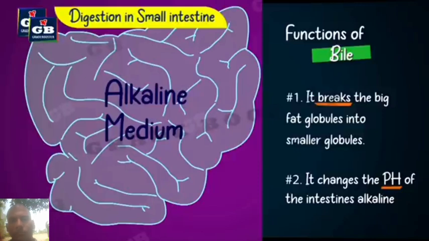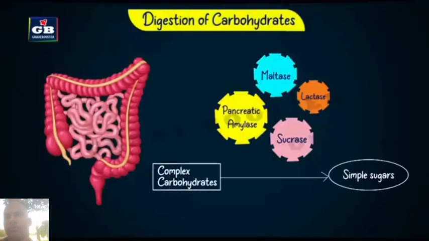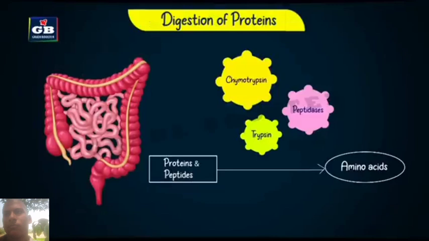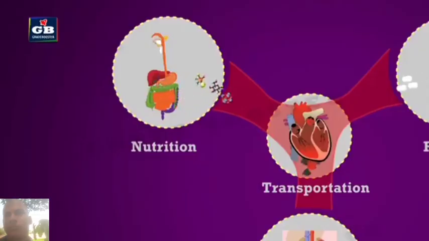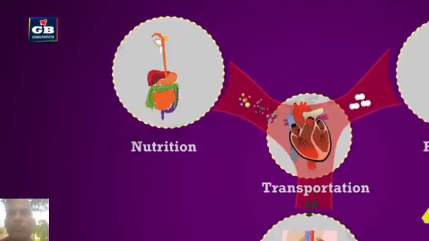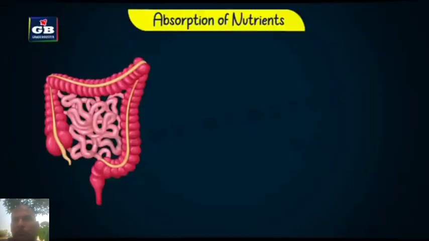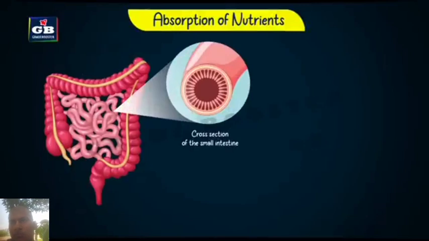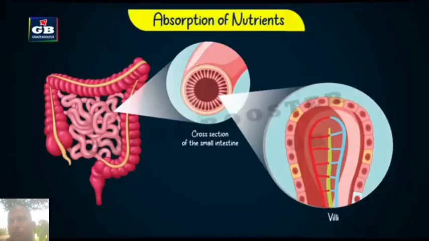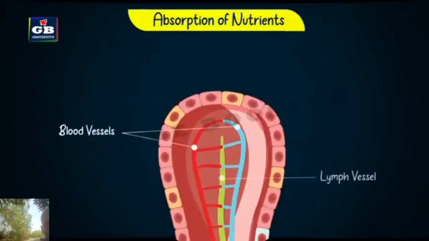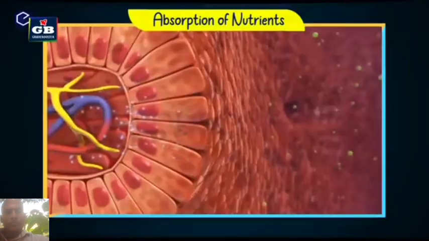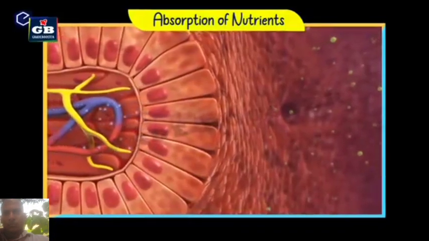In the complete process of digestion, carbohydrates are converted to sugars, proteins are converted to amino acids, and fats are converted to fatty acids and glycerol. The nutrients that are formed in digestion reach the cells through the blood circulatory system. But how do these nutrients enter the blood circulatory system? Absorption of nutrients. The small intestine has numerous finger-like projections on its inner surface. These finger-like projections are called villi. Blood vessels and lymph vessels are present inside these villi. Nutrients get absorbed into these vessels and enter the bloodstream.